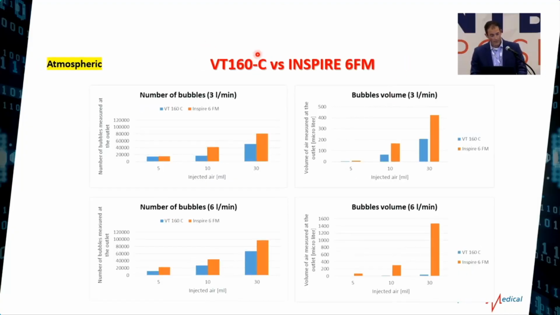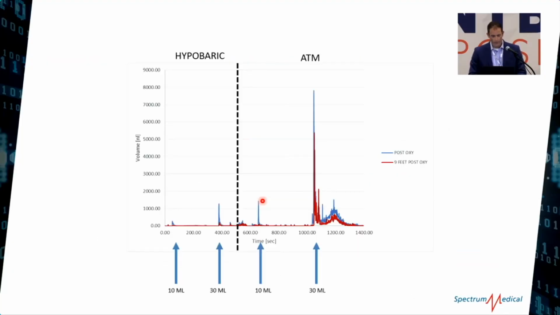Same thing here with our VT160. So we have 2 sizes, a 160 small adult and a 200 large adult. And here, just comparing against the Inspire, we see similar results, with slightly lower ability to handle air as it's introduced to the oxy under atmospheric conditions, not even talking about hypobaric yet.